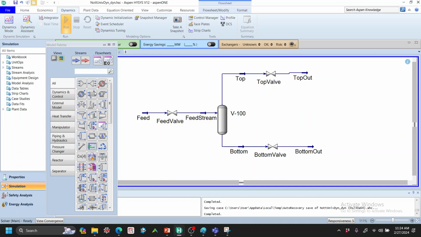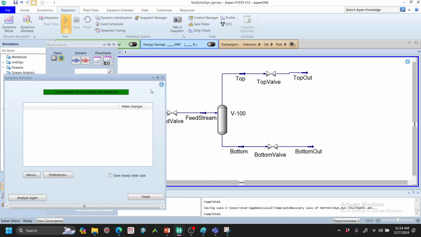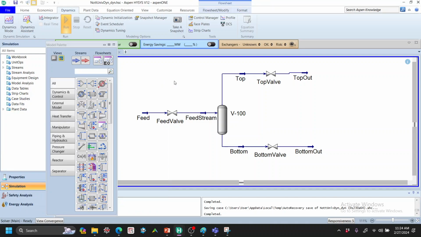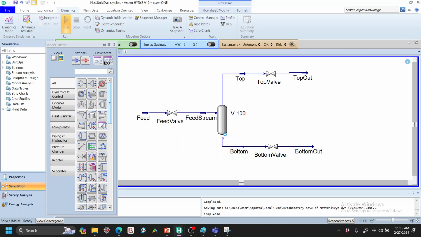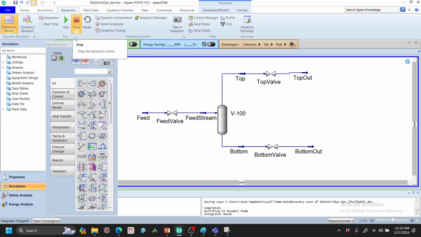Where were we? Okay, so in the dynamic assistant everything should be green, and then we go to dynamic mode. Yeah, we go to dynamic mode. Are you sure you want to switch to dynamics? We can say yes. Right, so we are now in the stop mode. Don't click run, stop mode, and then we go to integrator.